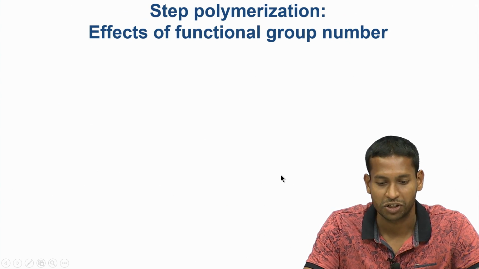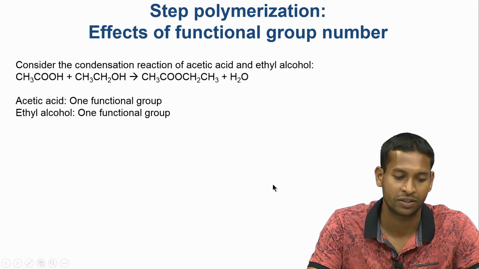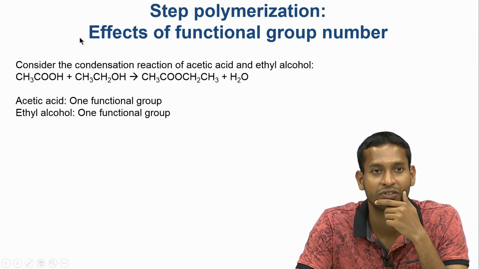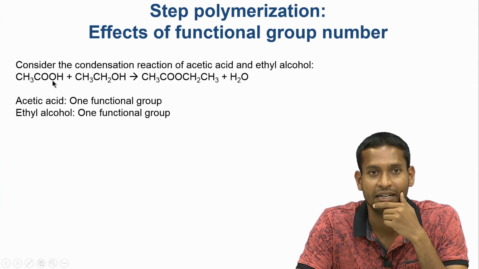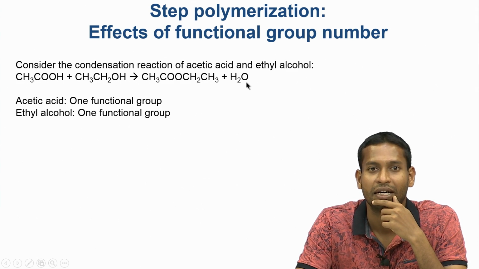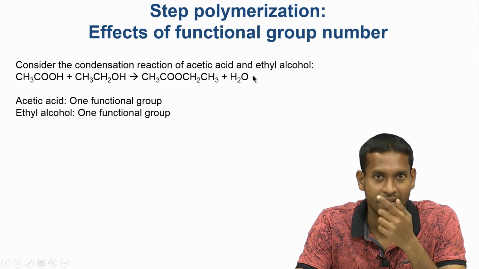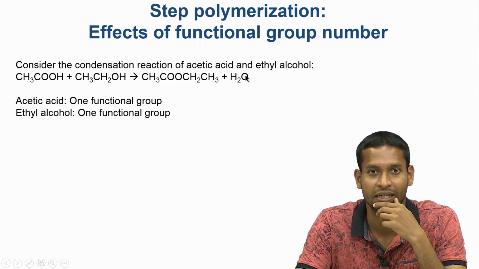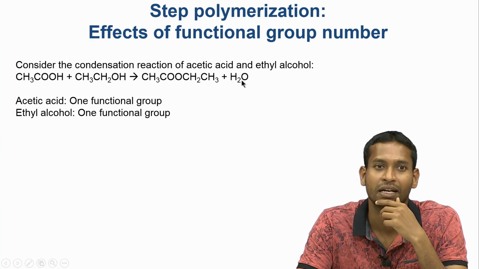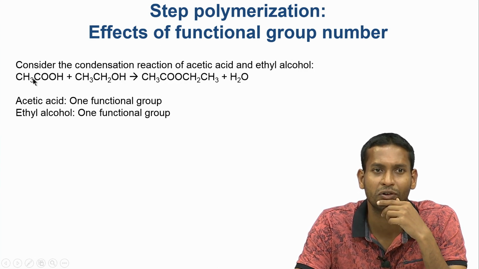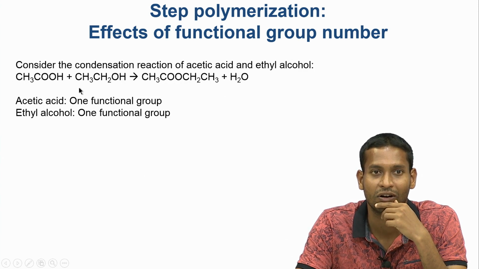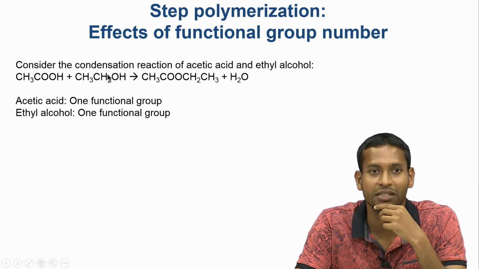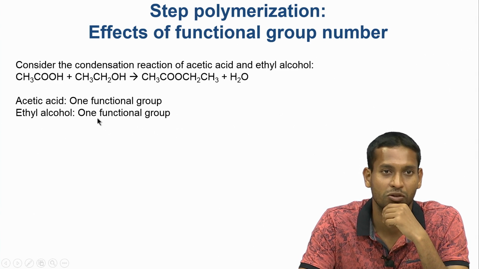So, what is the effect of functional group number on this? Let us consider this chemical reaction. We have an acid reacting with an alcohol to give an ester group and also releasing water. Since there is a release of water, this is a condensation reaction. The important thing to note is that acetic acid and ethyl alcohol, which are being used here as monomers, both have one functional group each.